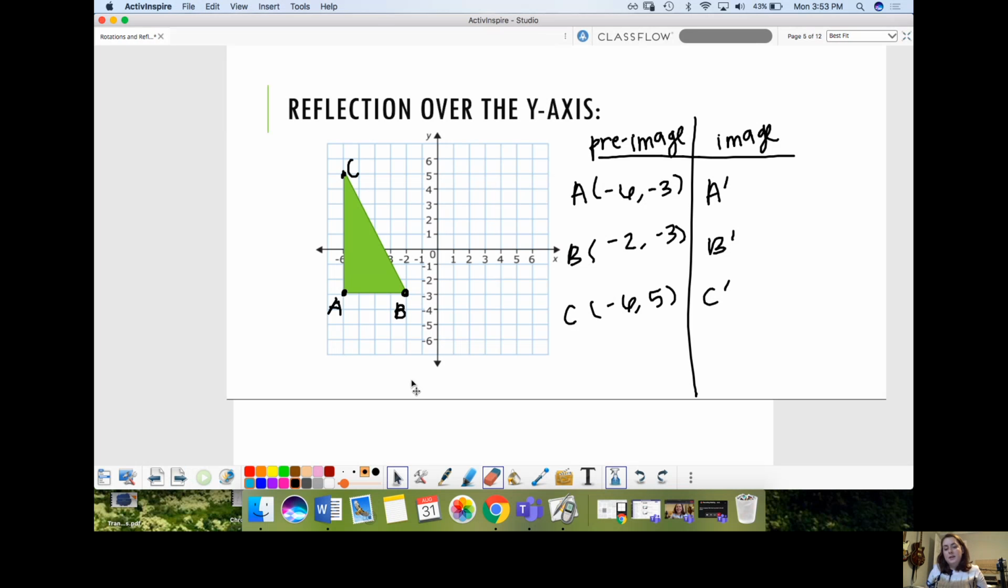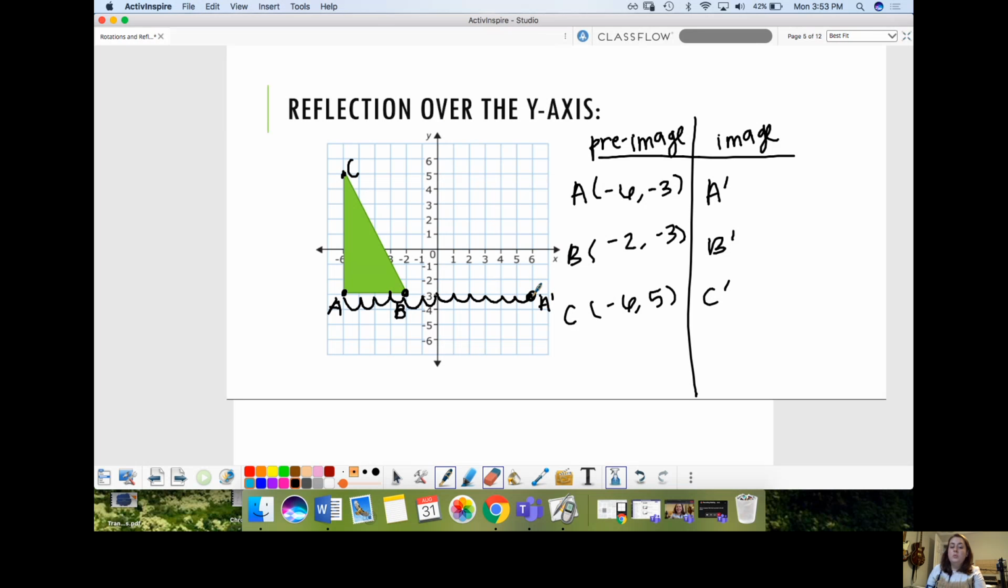For this one, we're going to reflect over the y-axis. So let's start with point A, and let's find its distance from the line of reflection, which in this case is the y. So A is 1, 2, 3, 4, 5, 6 away. So we want it to be 6 away over here. 1, 2, 3, 4, 5, 6. So that point is A prime.